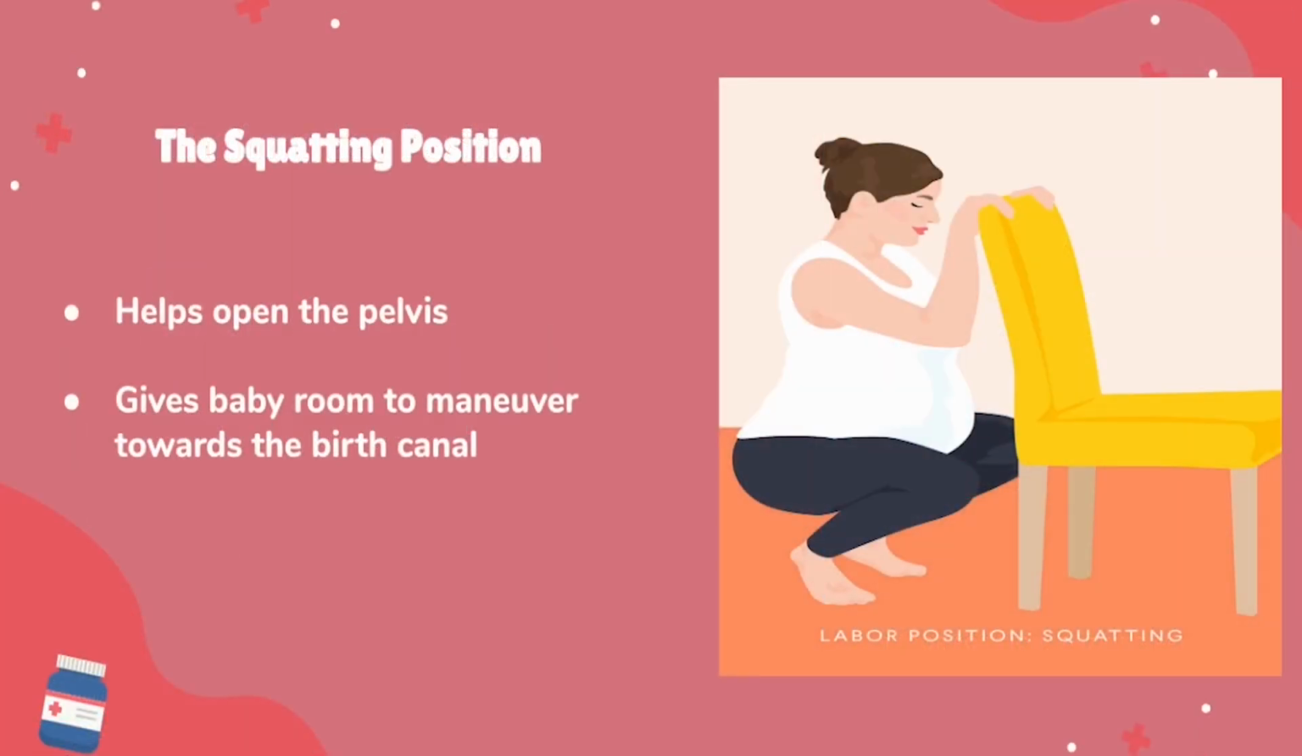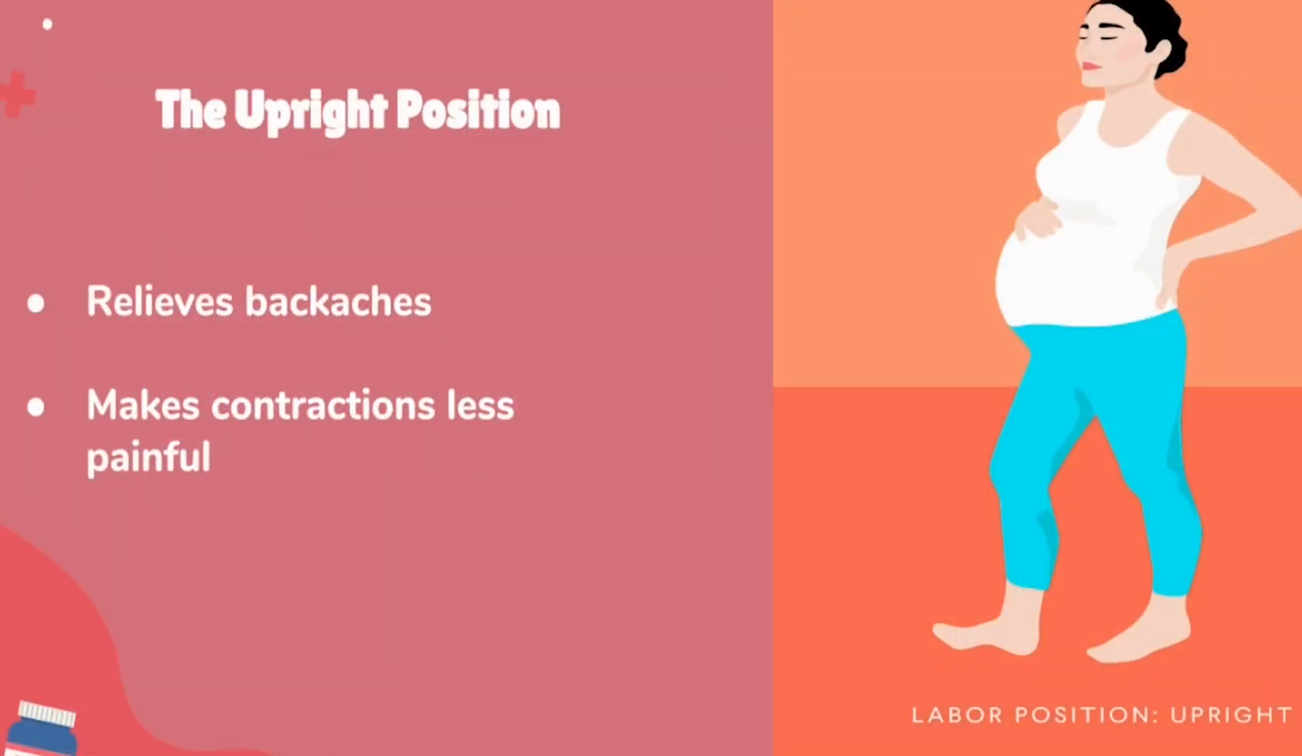The squatting position: squatting could be done against the wall or with a support, with a partner or a chair. This helps open the pelvis and gives more room for the baby as they head toward the birth canal. Upright position: always remember that gravity may not be your best friend during pregnancy. You can make it work to your advantage during childbirth through upright labor positions. This also relieves backache and can make contractions less painful and encourage the baby to move deeper into the birth canal.